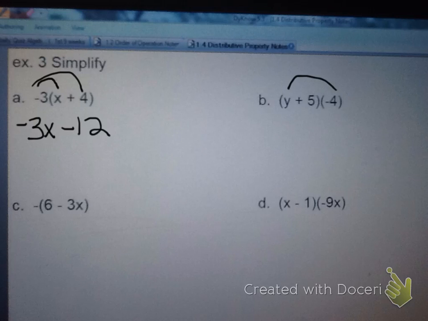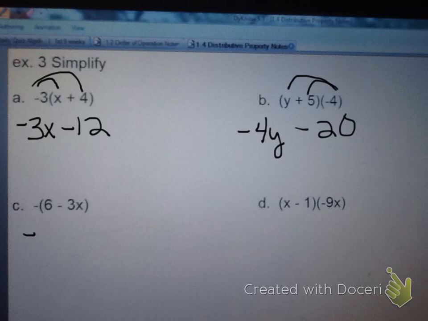Example B, we are distributing the negative 4. Negative 4 times y is a negative 4y. And negative 4 times a positive 5 is a negative 20. And once again, we don't write it as plus a negative 20. We write it as minus 20.